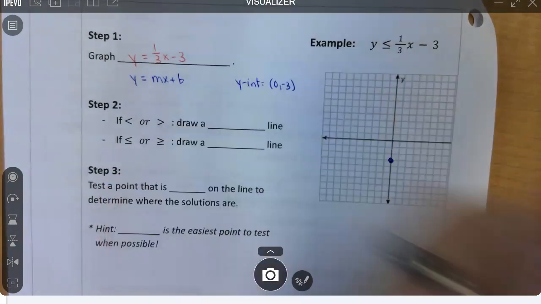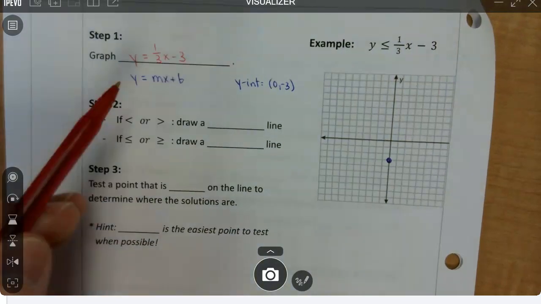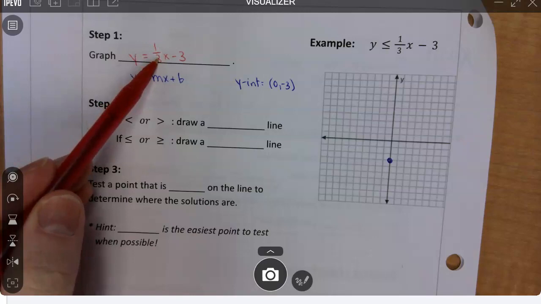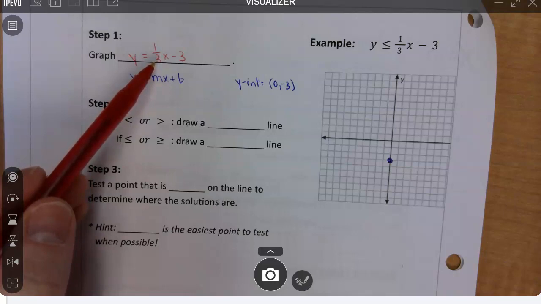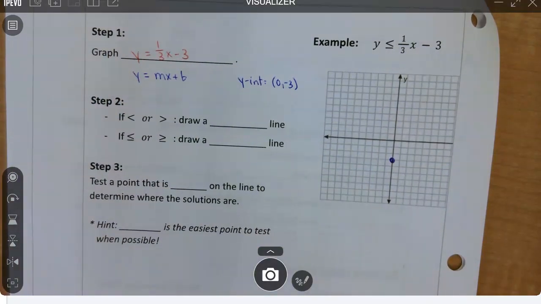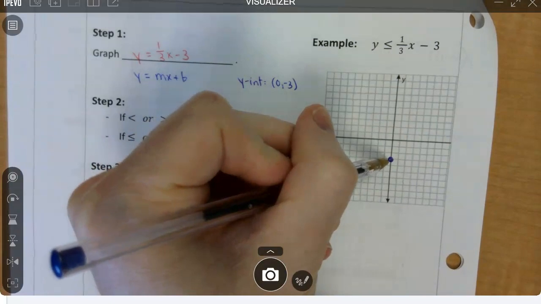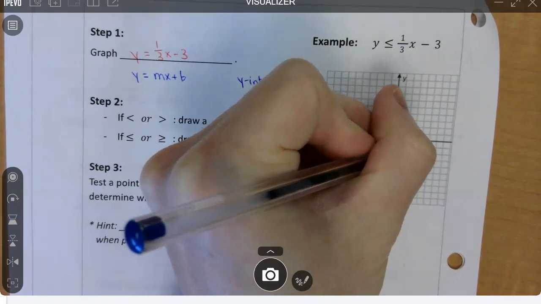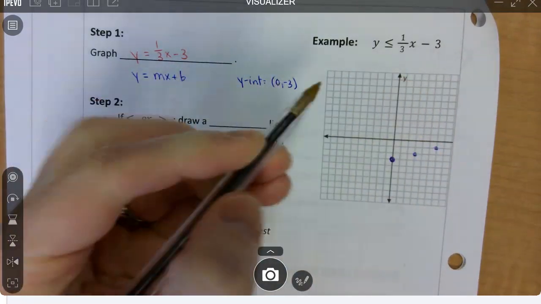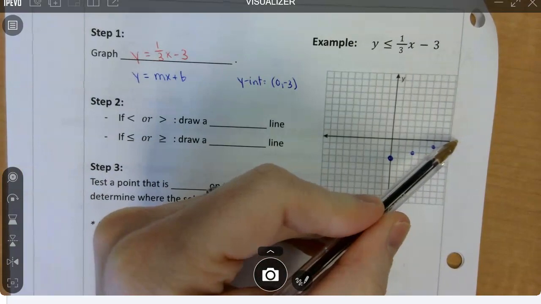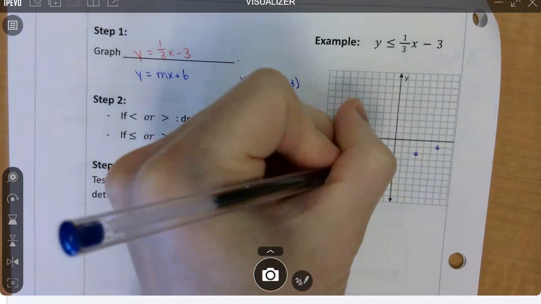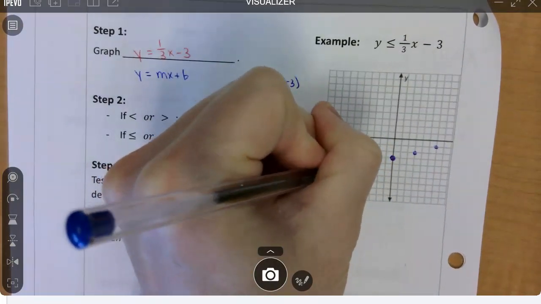There's 0, -3. And then if I notice that my slope is 1 in the numerator, 3 in the denominator, that means up 1, right 3, up 1, right 3. Okay? Now, as I do this, from this point that I already graphed, I go up 1, right 3, put another point, up 1, right 3, put another point. And now I ran out of room to put more points over here, but if I wanted to add more points, I can do the opposite, which is down 1, left 3, down 1, left 3.